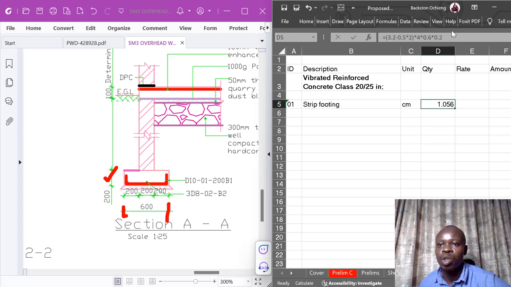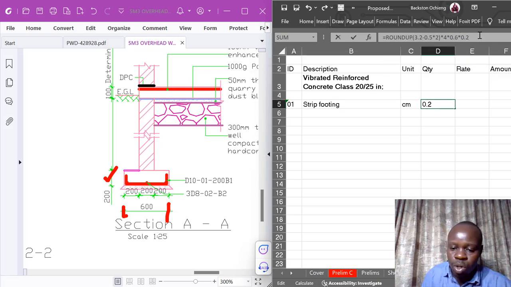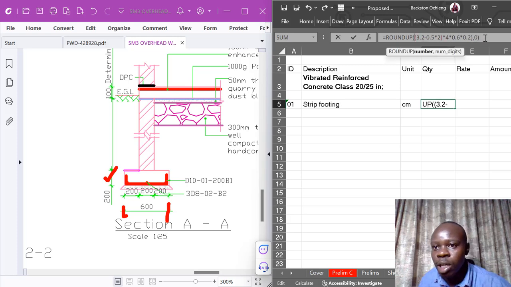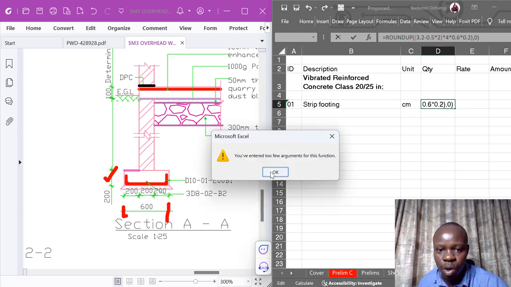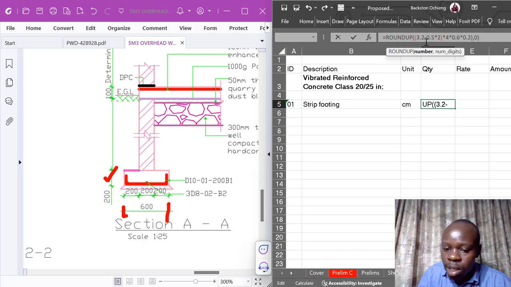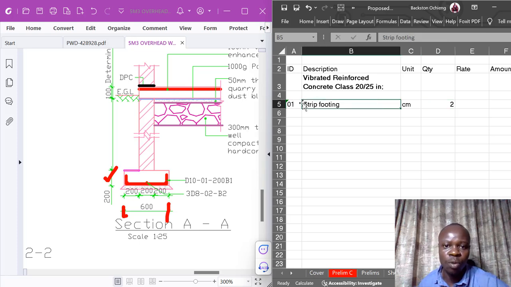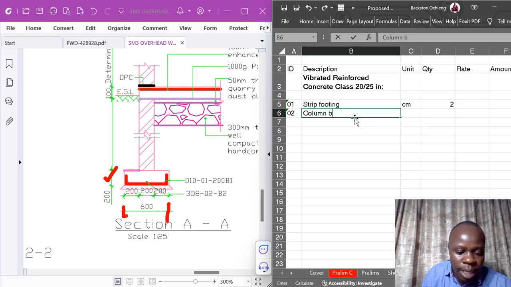As we had stated earlier, we normally have to round up to the nearest whole number. So that is what I will do. I'm just rounding up to the nearest whole. Let me see, 1, 2, 3, 1, 2. Seemingly I need to add another one there. Good. So I have 2 cubic meters for the strip footing, and very quickly I will also get column bases.